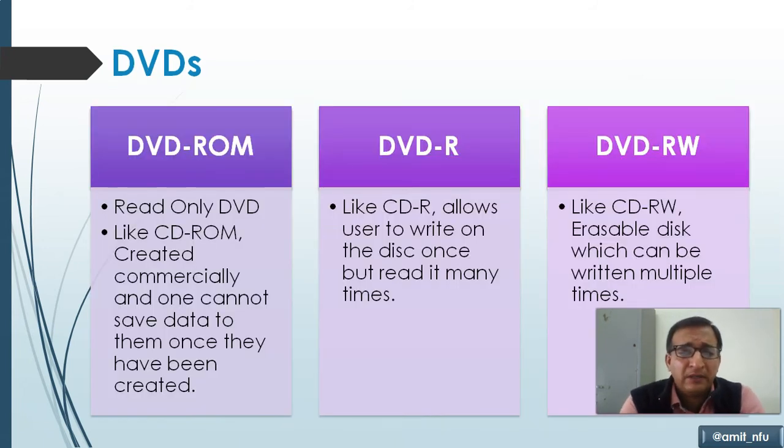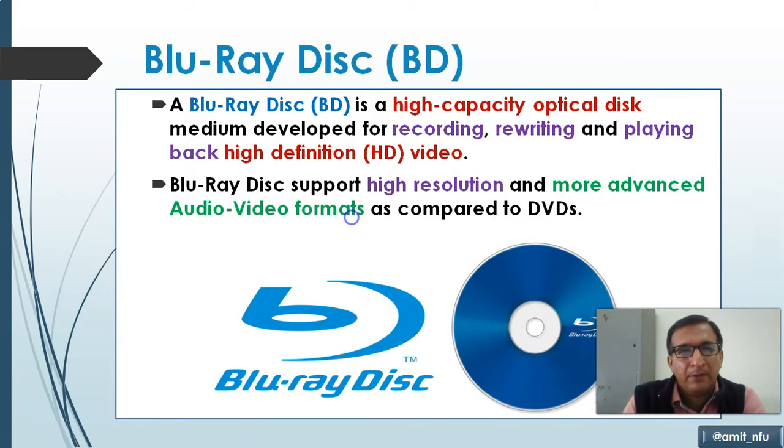So DVD also comes in all these 3 varieties: ROM, R, and RW. ROM is read-only memory, R is your recordable, and rewritable is your RW, right?